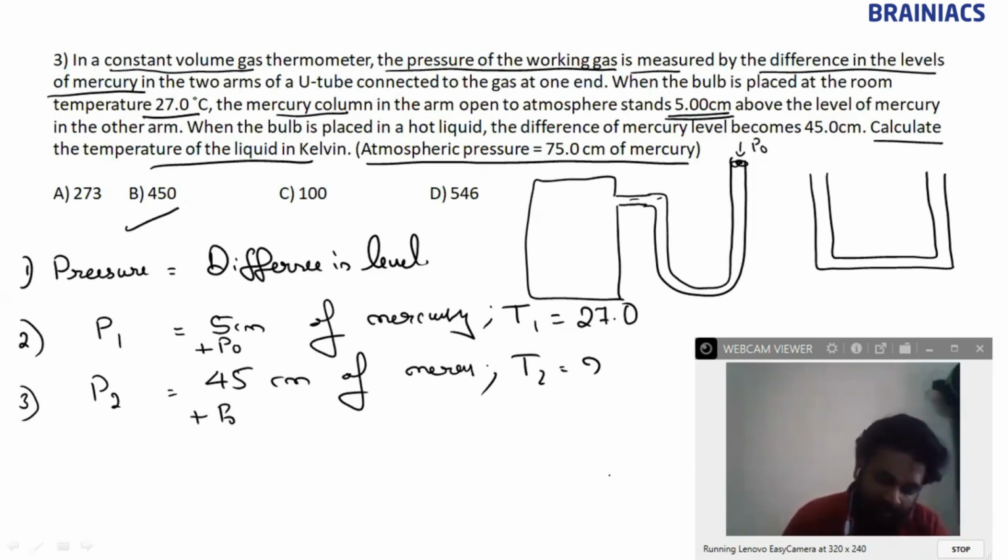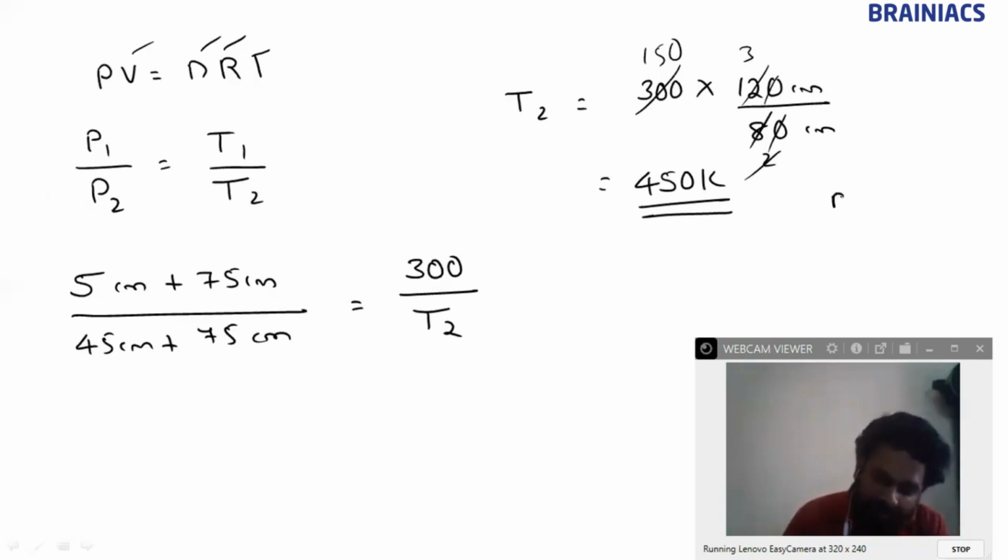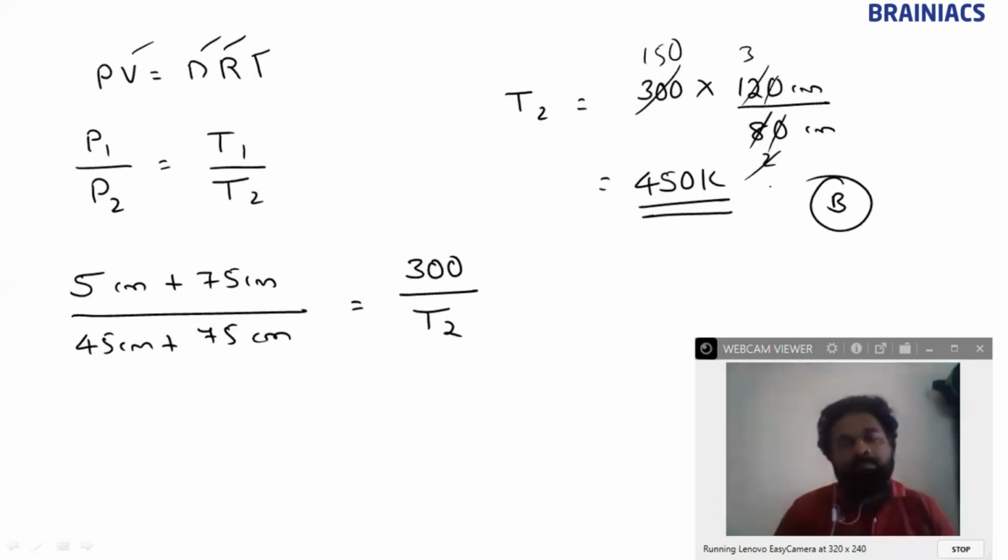Option B. Option B is the answer. Clear? It appears to be a little bit lengthy question, but the concepts are very simple. Clear? Shall we move to the next problem?